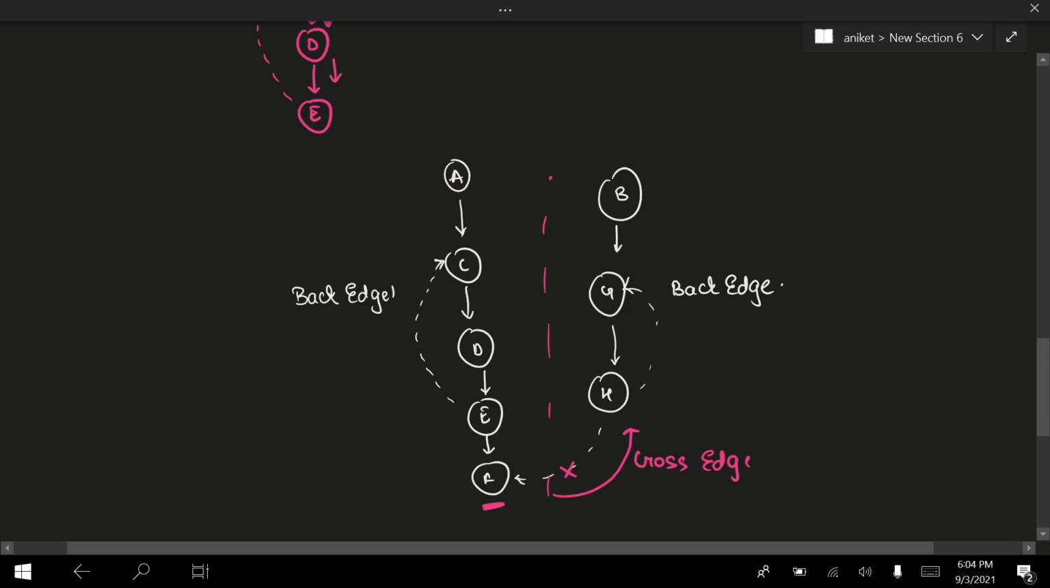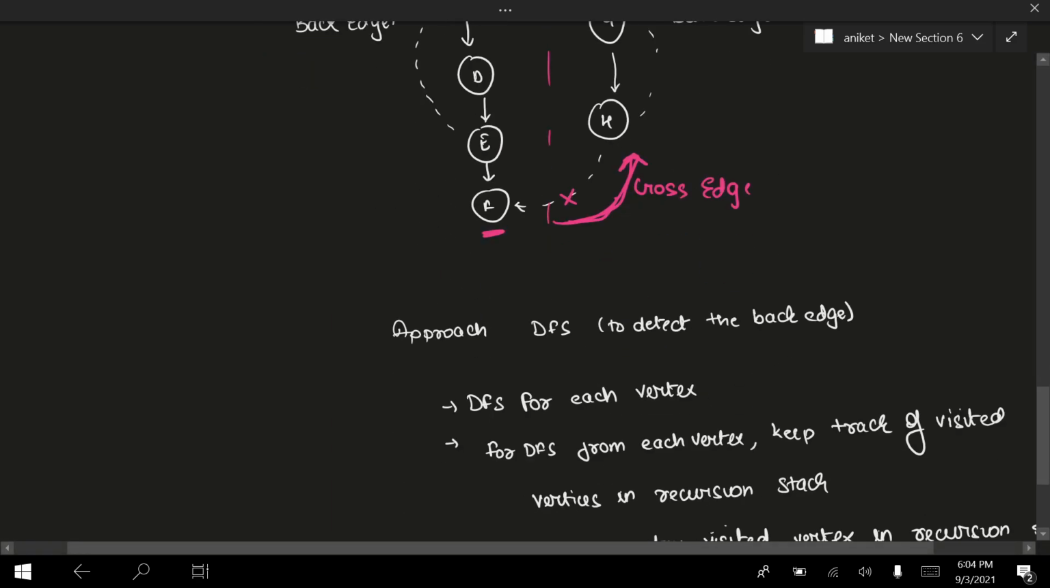Now, how is a cross edge different from this pink edge? Because you can see that if F connects to that vertex, we can say that yes, we can reach it. But a cross edge is basically determined by this: if we remove it, there will be two different graphs. You can say that in simple words.